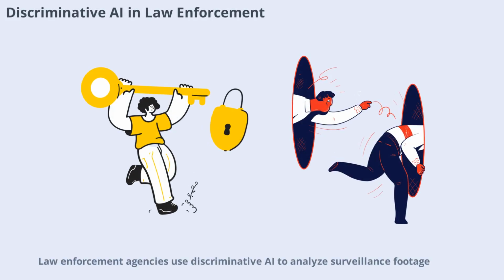Law enforcement agencies use discriminative AI to analyze surveillance footage, identify suspects, and predict crime hotspots. These models help improve public safety by providing actionable insights from vast amounts of data.